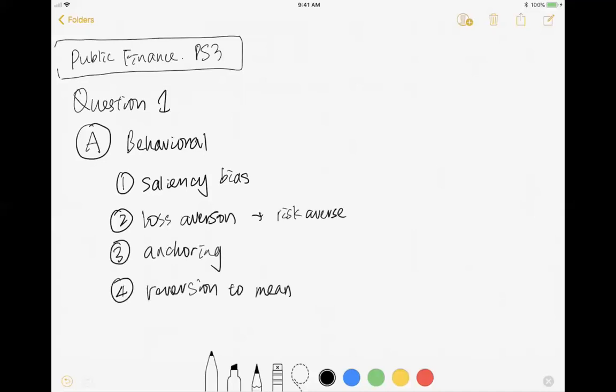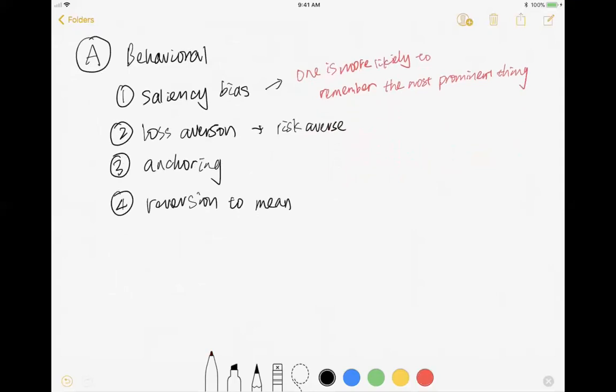So what is saliency bias? This one is, let me use a red pen, more likely to remember maybe the most prominent thing. So we can see question number 1A: a friend complains that he always chooses the queue at a supermarket that takes the longest time to reach the counter. Maybe he just remembers those days when he chose the longest queue, because that's a really bad day, and so he remembers clearly. So he thought he always chooses that.